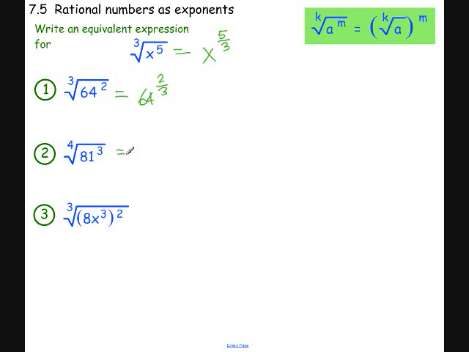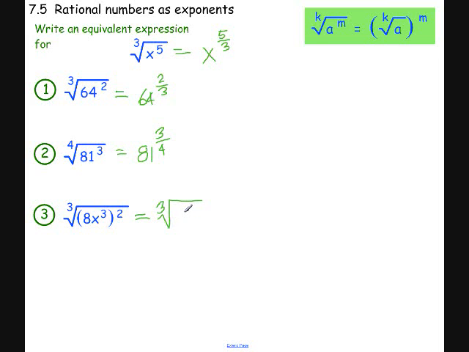I'll try this one. 81. The power of 3, the root of 4. Try this one. Oh, this seems a little more complicated. Let me leave it in its radical form for a minute.